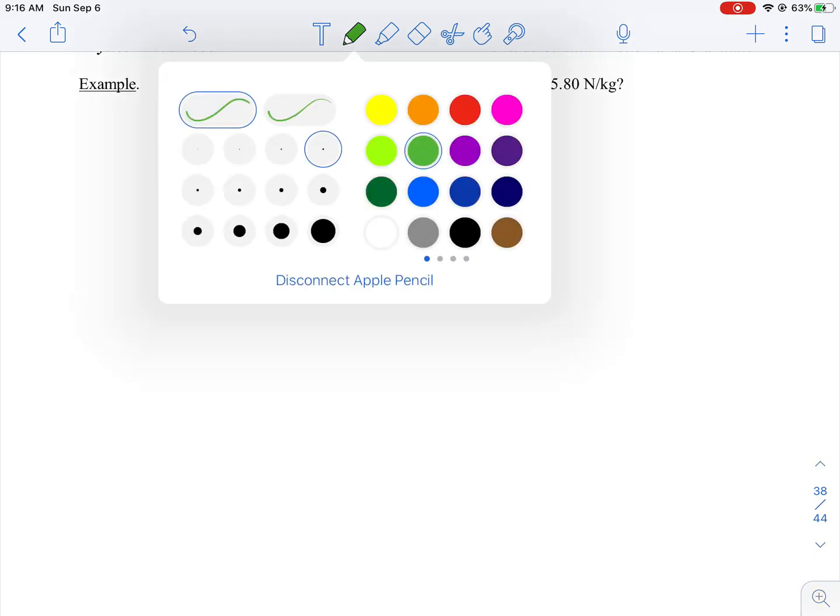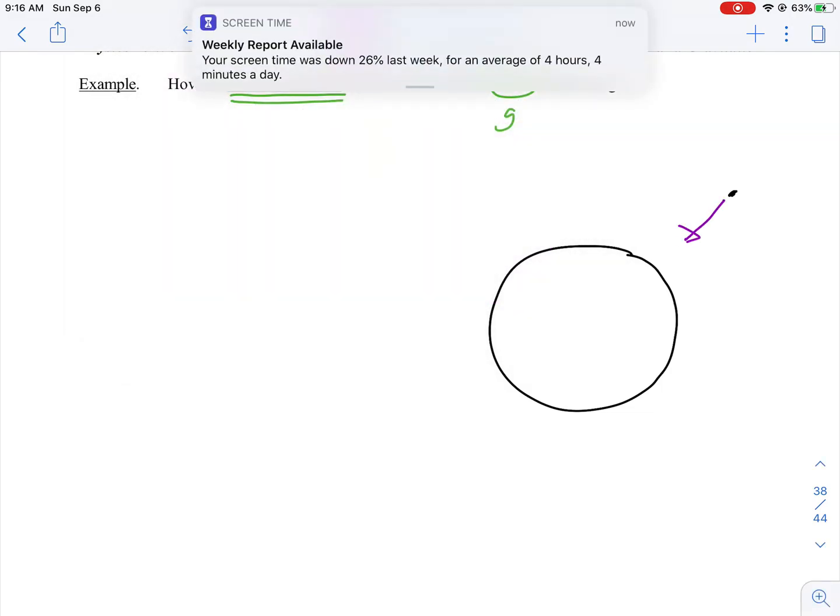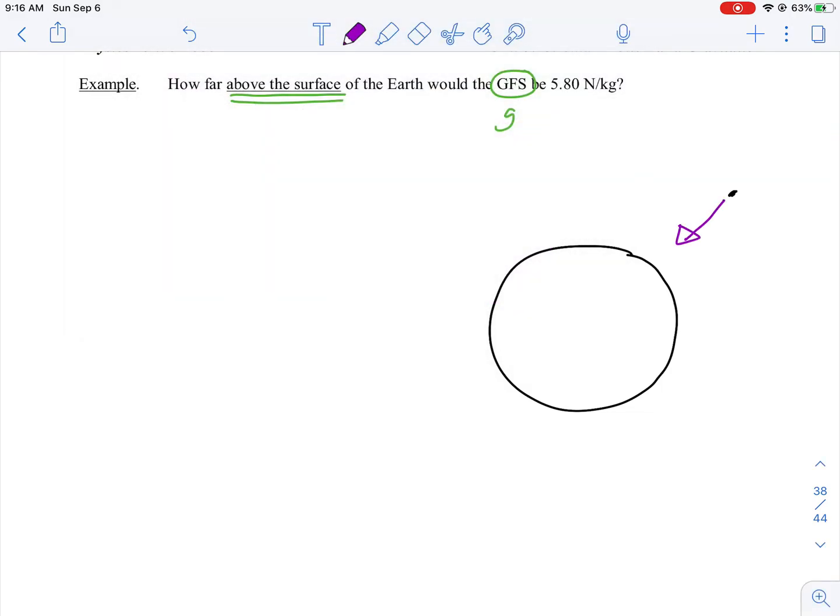I'll put a little bit of a diagram here first to get things started. Here's the Earth. Here's the location above the Earth's surface where gravity happens to be 5.8. So I'm just going to draw that in here. At this location, this gravity is 5.8 newtons per kilogram. And you'll notice that because it's off the surface of the Earth, it is smaller than 9.81.